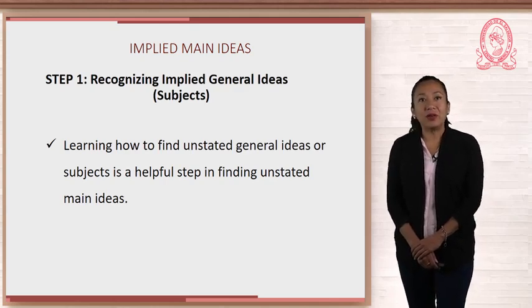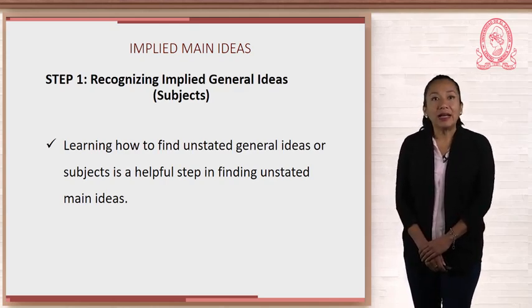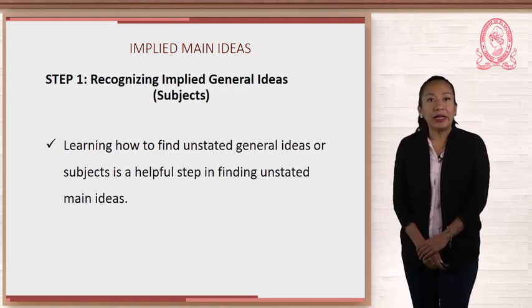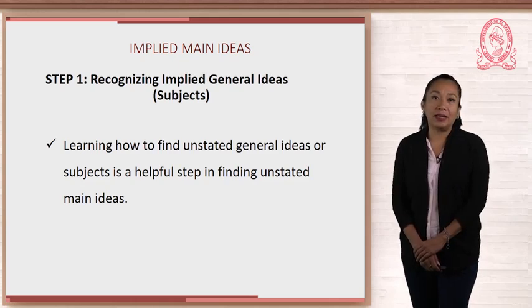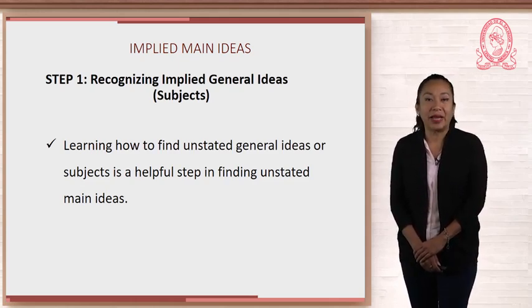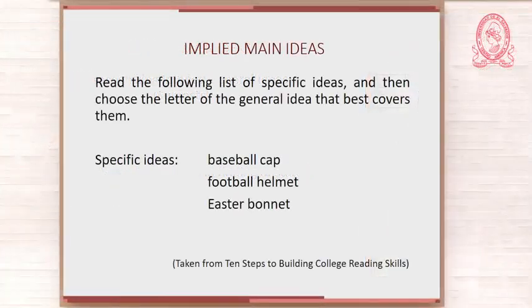So let's start with the first step, recognizing implied general ideas. He states that learning how to find unstated general ideas or subjects is a helpful step in finding unstated main ideas. Let's start practicing. Read the following list of specific ideas and then choose the letter of the general idea that best covers them. The answer will be the subject to which all of the specific ideas belong.